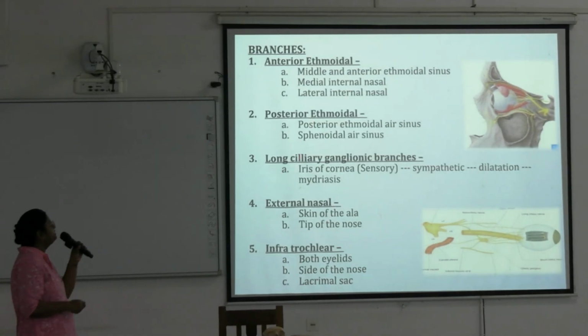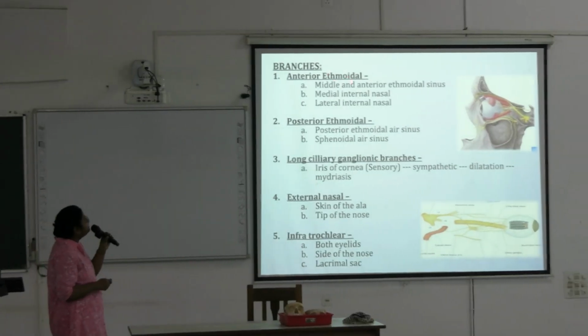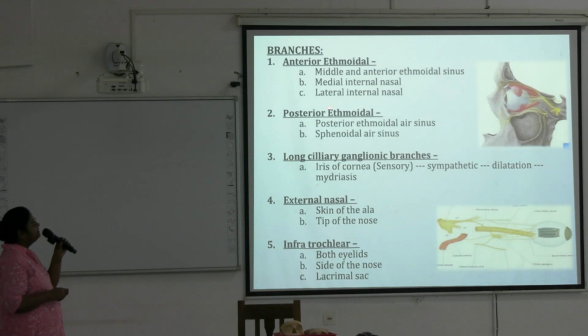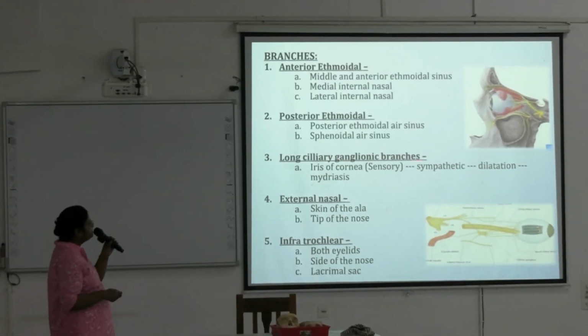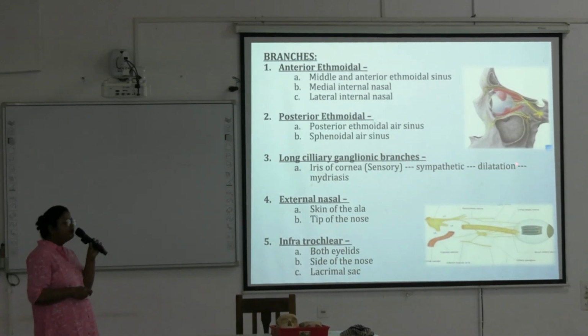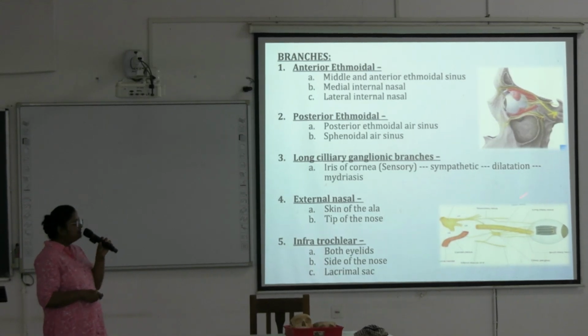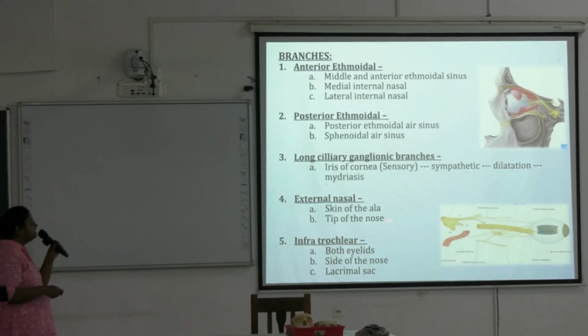Next, these are the branches of the nasociliary nerve. Anterior ethmoidal, it is supplying the middle and anterior ethmoidal sinus, medial internal nasal and lateral internal nasal nerves. Next, posterior ethmoidal, supplying the posterior ethmoidal air sinus and sphenoidal air sinus. Next is long ciliary ganglionic branches, supply the iris and the cornea, which is sensory, and there is also sympathetic communication which will lead to dilatation of the pupil known as mydriasis. Okay. And external nasal supplies the skin of the ala, tip of the nose.